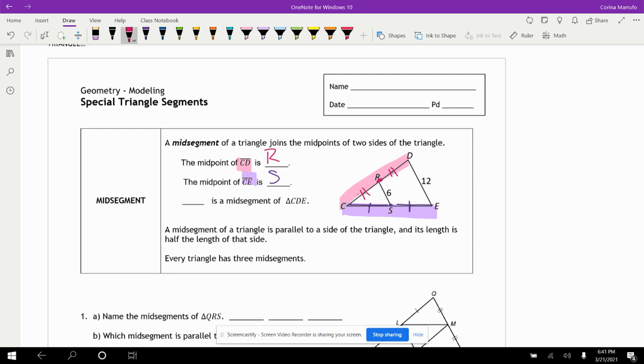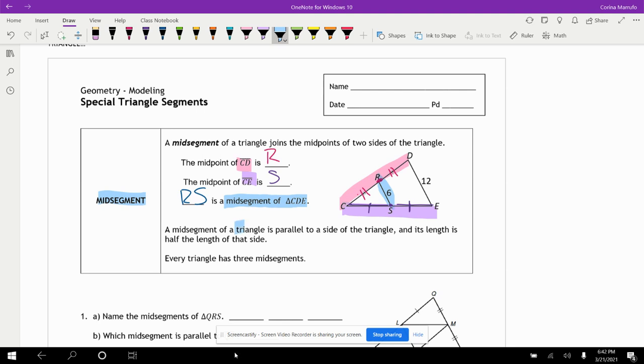And then when you take those two midpoints, R and S, and you connect them with a line, so here we have RS, this is called the mid segment. Okay, so your mid segment is when you get the two midpoints and you connect them and make a line. That's called the mid segment. Now there's something special about the mid segment.